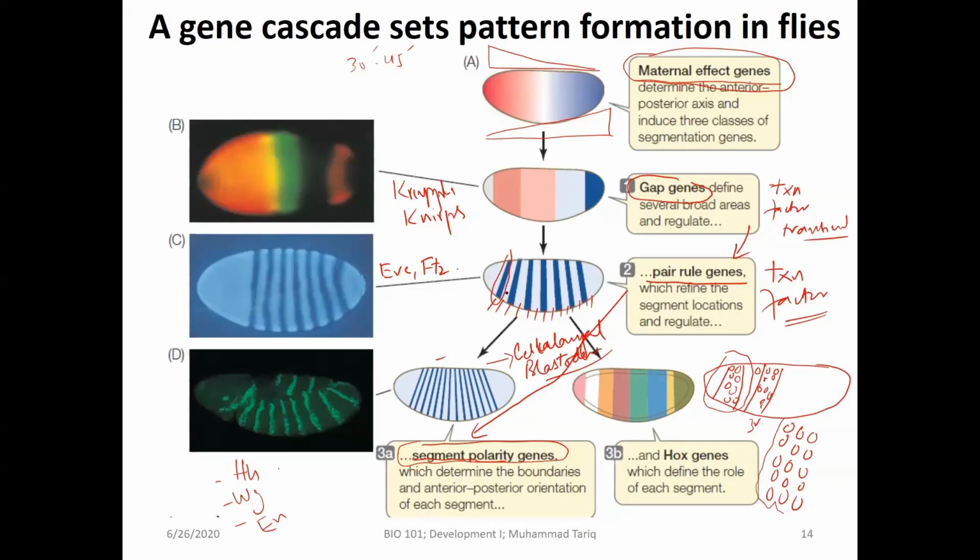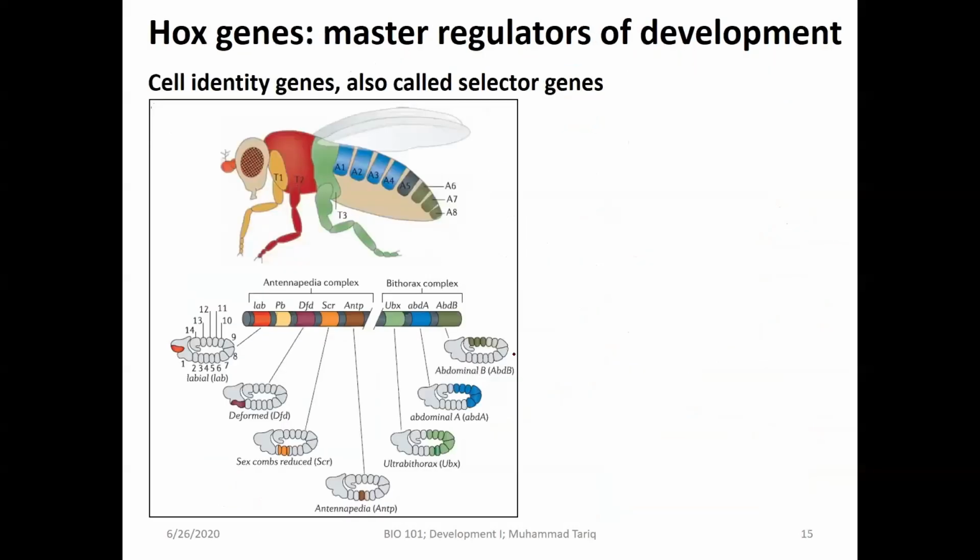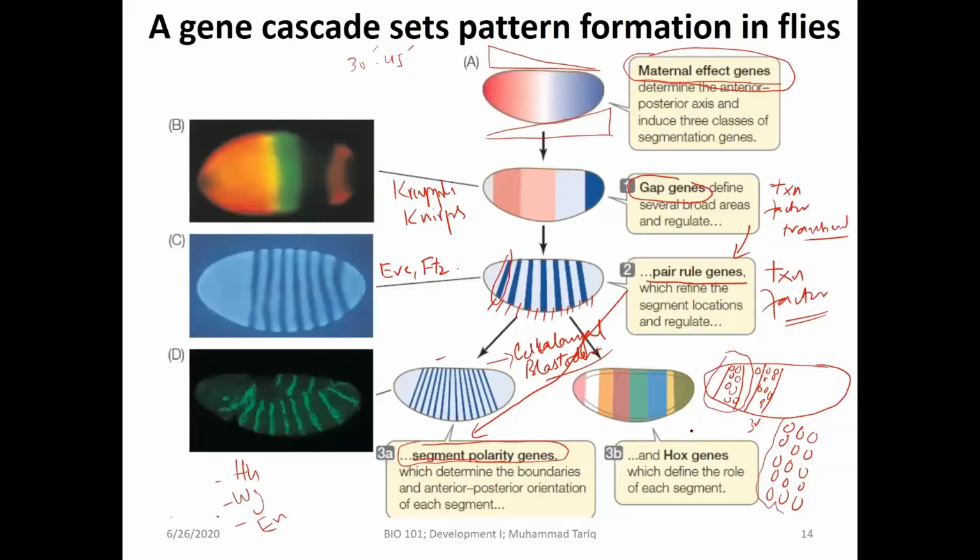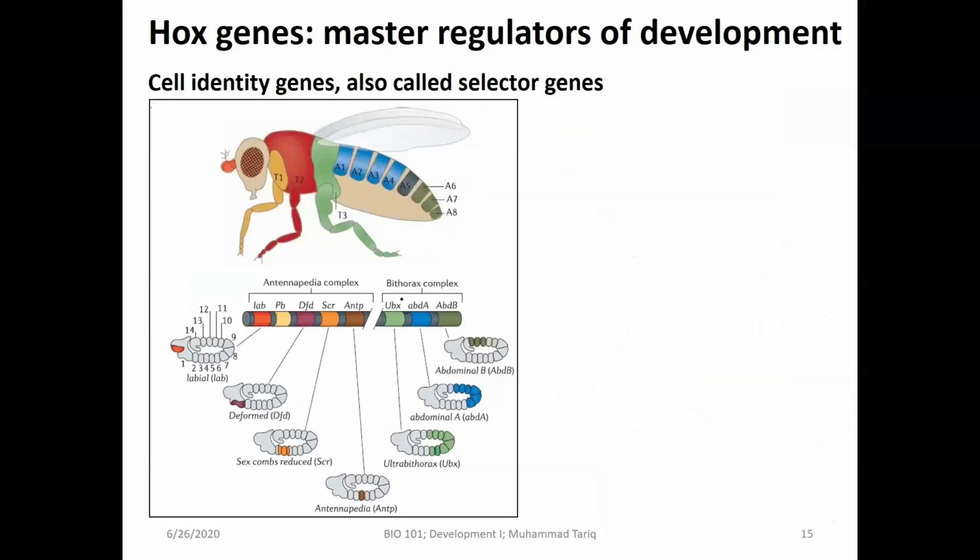And differential gene expression is fully established by activating genes called Hox genes. Hox genes are called master regulators of development. At this stage, when segment polarity genes have done their job, a certain class of genes which are named Hox genes or homeotic genes in fly, they get active. This is the embryo, you see. This is 3 hours old. This is 10 days old adult, sorry. This is embryo.